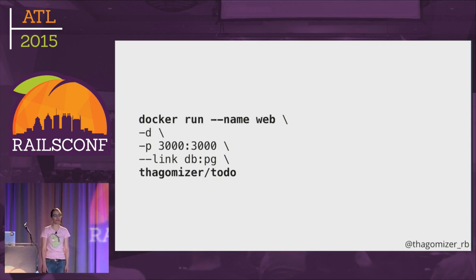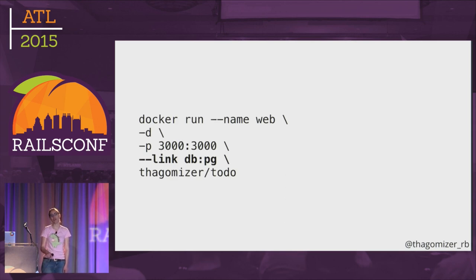Again, we're going to run a container named web. We're using the thagamizer/to-do image that I just showed how it built. Again, we're going to run it daemonized. This line is mapping ports. That's what the p stands for. And what I'm doing here is I'm mapping port 3000 on my container to 3000 on the host machine. In this case, it could be localhost on a Linux box, on my Mac it's a Linux VM. And then this line is magic and lovely. Link makes it so that my containers can talk to each other. And in this case, I am linking the db container that I just made to the container I'm starting up now, the web container.